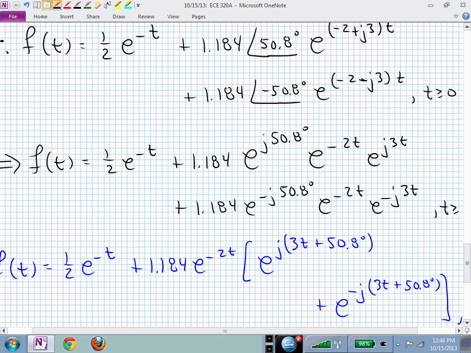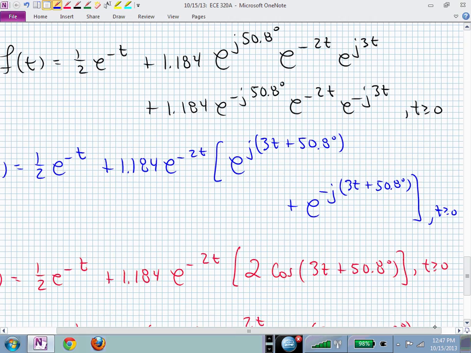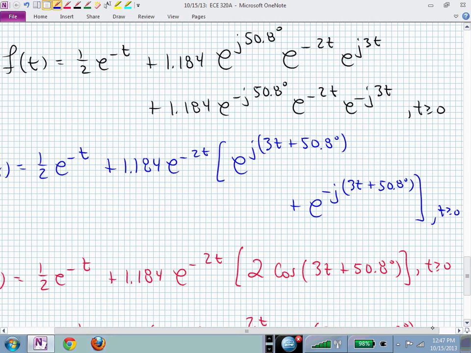And now I can rewrite the complex exponential as e to the j something, which is 3t plus 50.8, plus e to the minus j, that same expression. And that's looking really good, if you remember Euler. Because Euler, that's saying, oh, that's 2 times the cosine of what's in that angle bracket, or inside parentheses. Meaning we can now, and hiding over here on my infinitely wide paper is this t greater than or equal to 0.